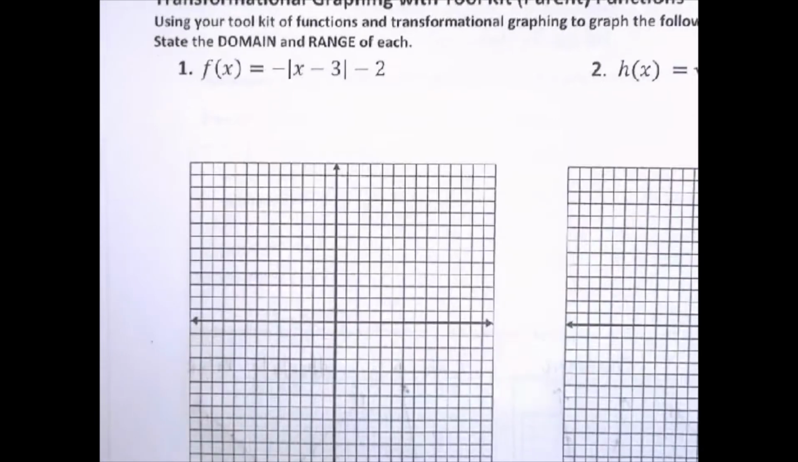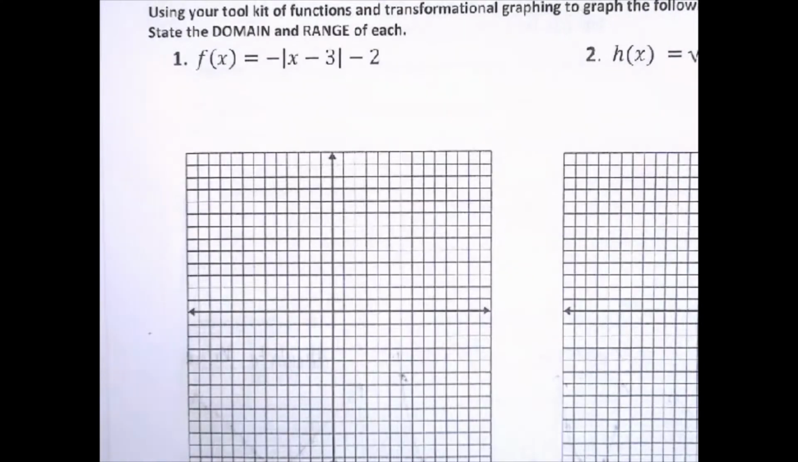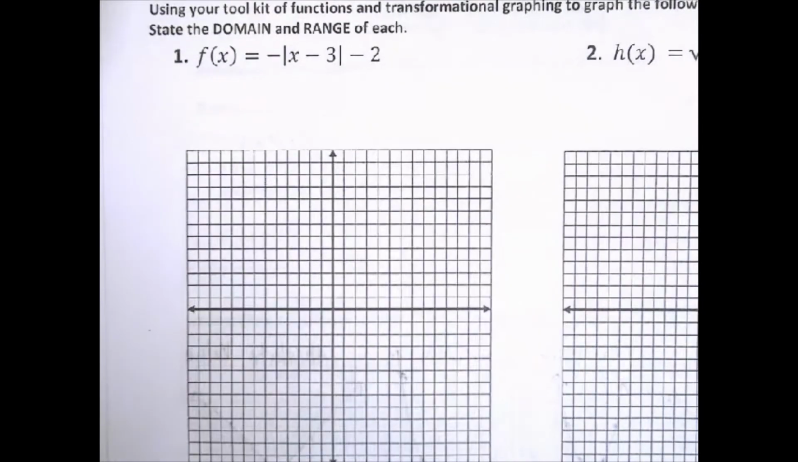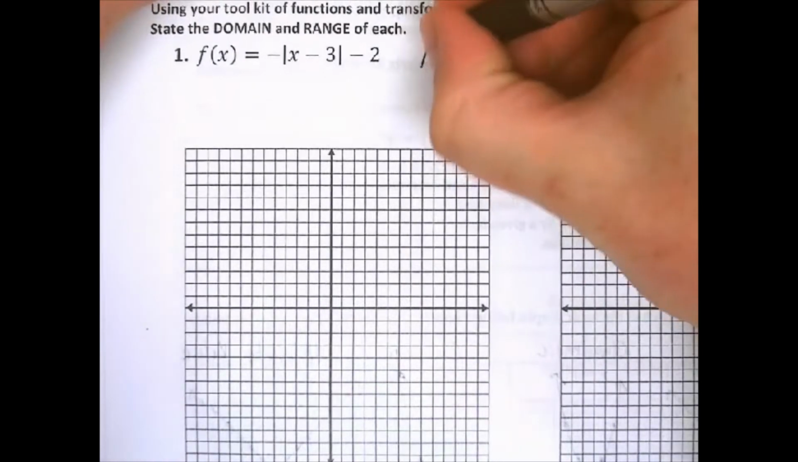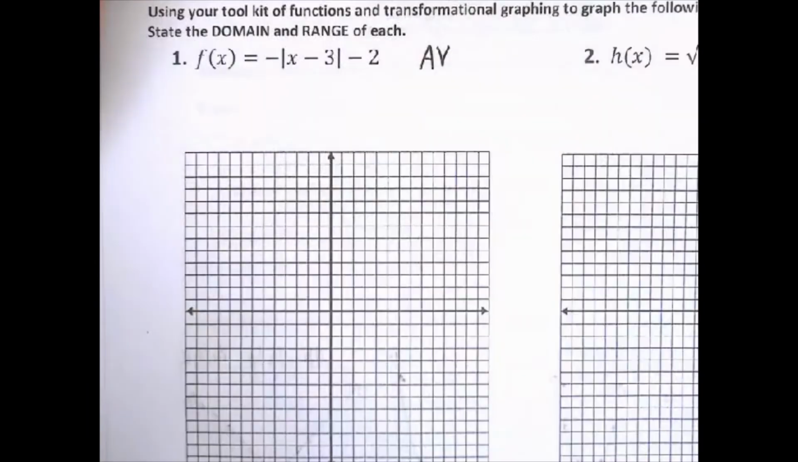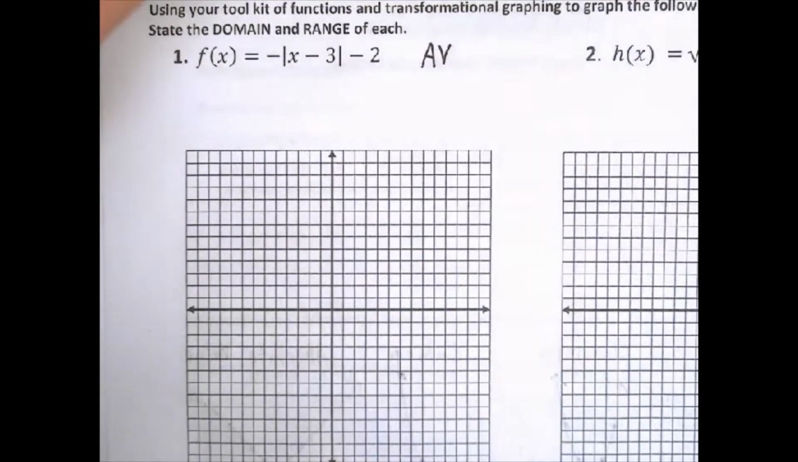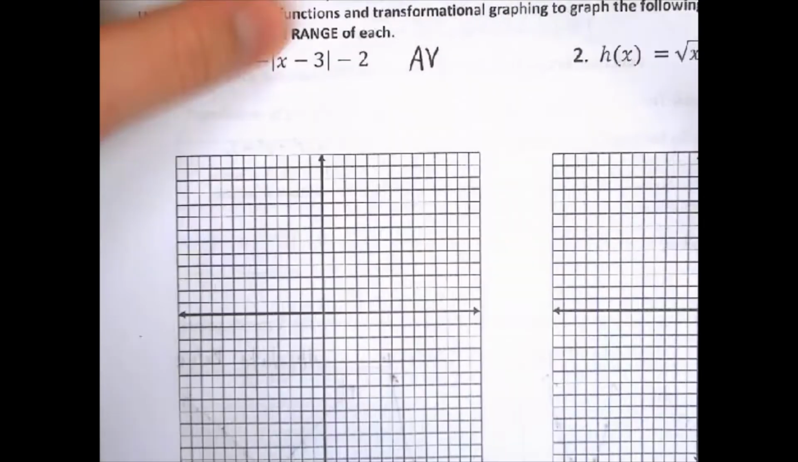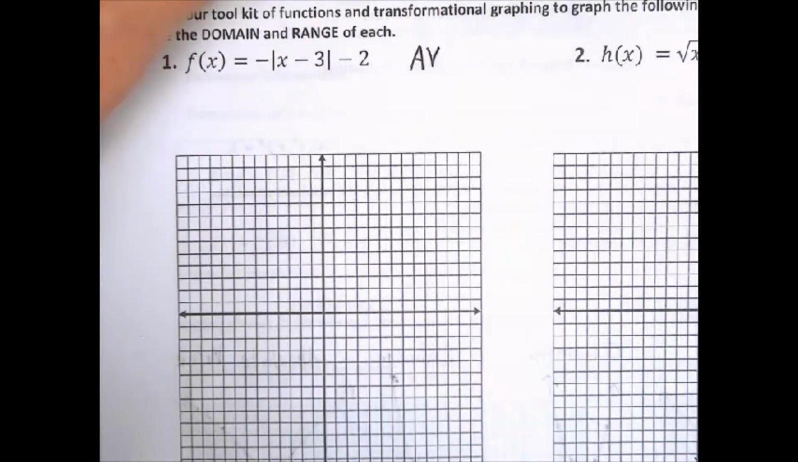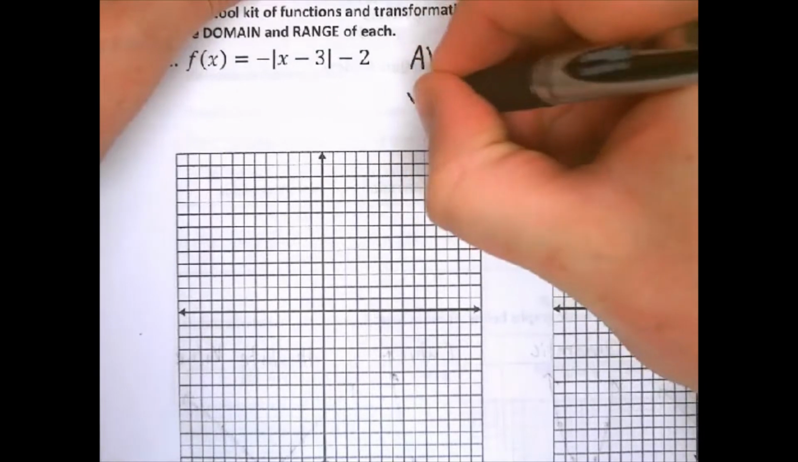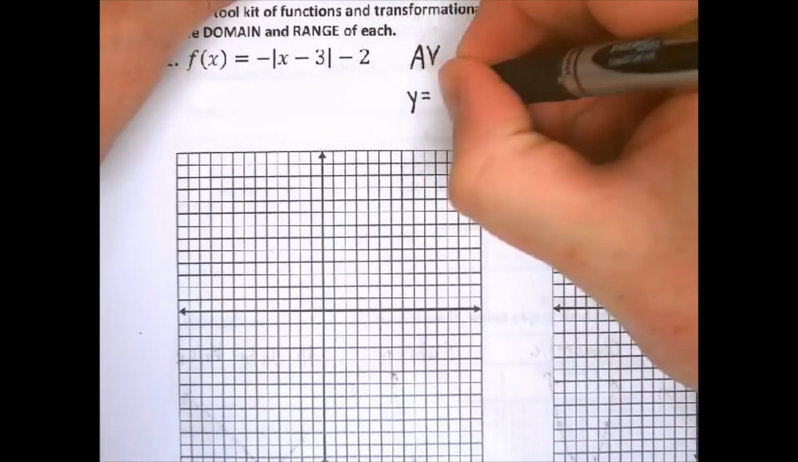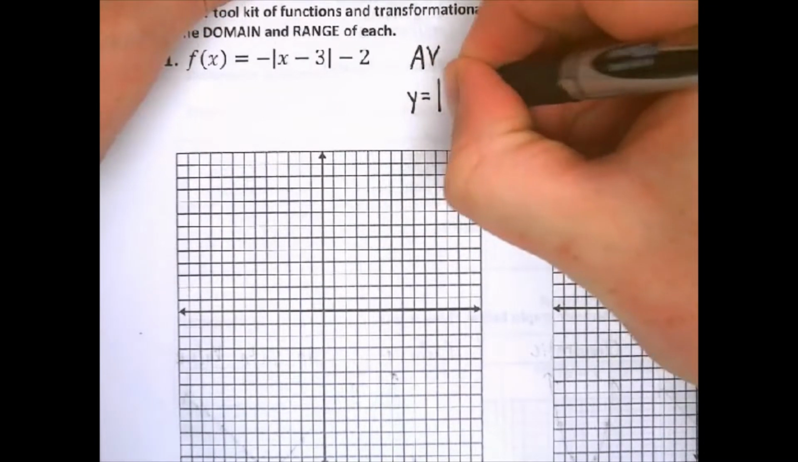Number 1, we want to figure out what function type this is. So this is an absolute value, so I'm going to put AV for absolute value. I know because it has the absolute value bars. I'm also going to list the parent function. So the parent function here is y equals the absolute value of x.